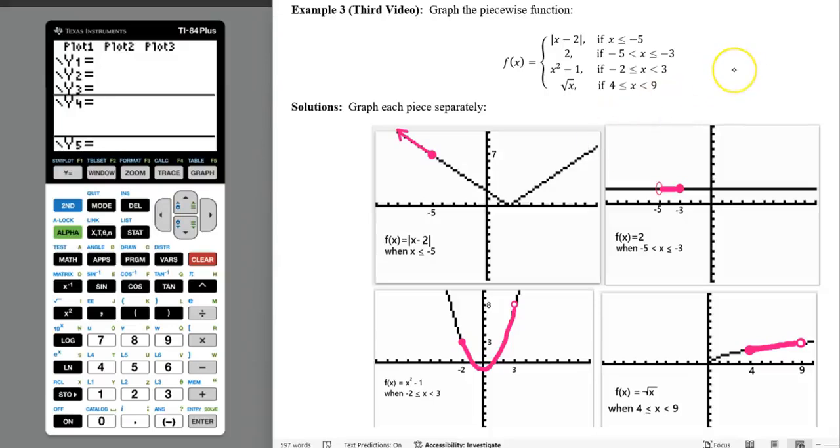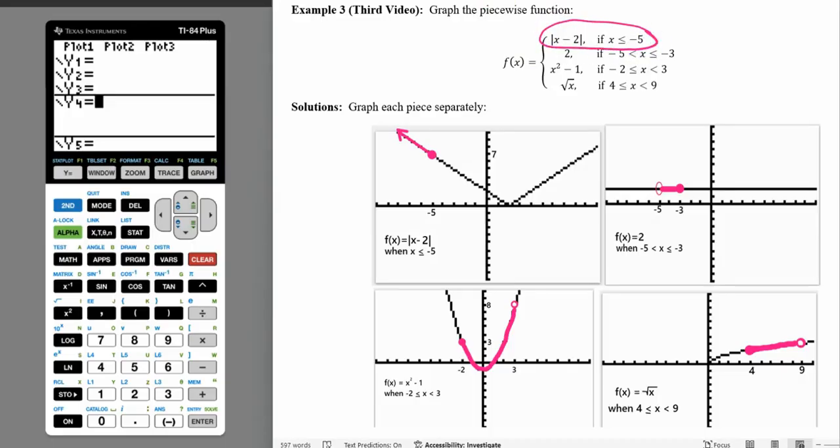In this video, we're going to see how to sketch the graph of a piecewise function. So I've got one written up here, and basically what we do is we take it one piece at a time. So if I want to graph this piecewise function, I'm going to start with this piece.